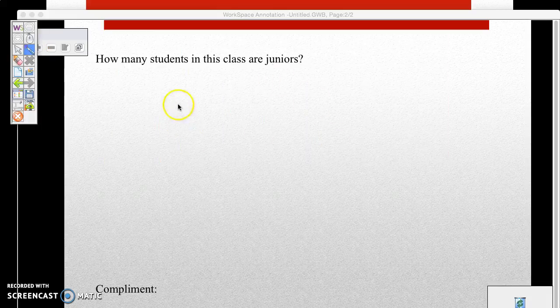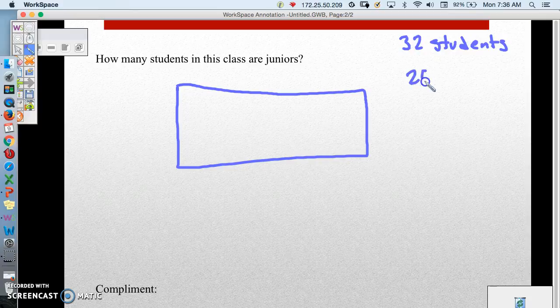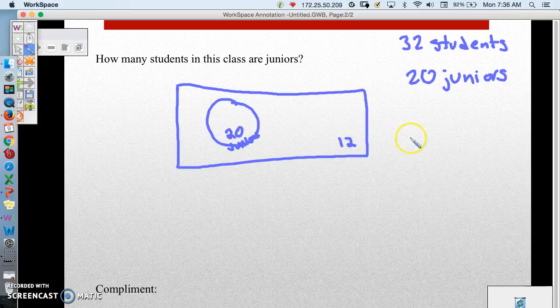Let's say in this math class there are 32 students, and let's say there are 20 juniors. If we were to draw this in a Venn diagram, this whole area represents our class. I could put a circle here, and if this is our juniors, I could put 20 in here. So outside this circle, there would be 12. If we say the probability of A happening, and let's say A is the set that you're a junior, we would say it's 20 out of 32.